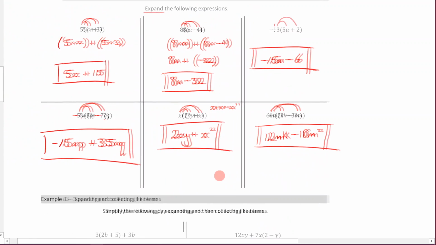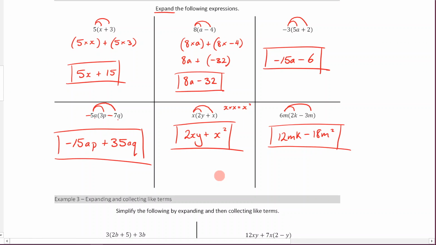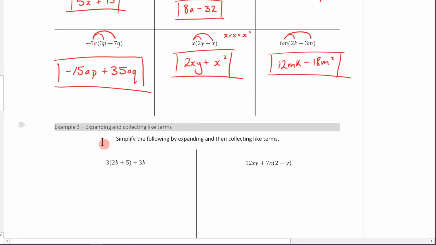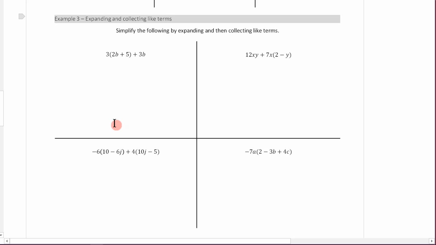All right, perfect. So hopefully you feel pretty confident with doing those. And you can see that expansion isn't that tricky. You just got to remember to draw in those arrows and do the multiplication correctly. All right, let's continue on.